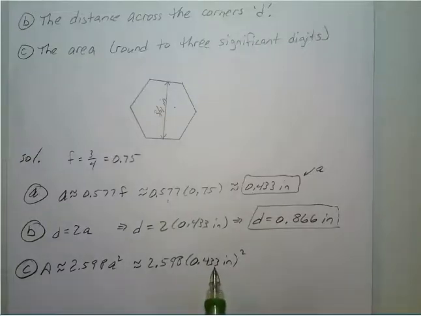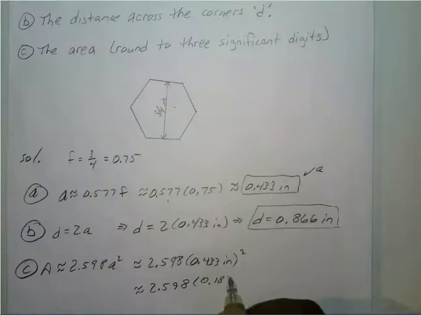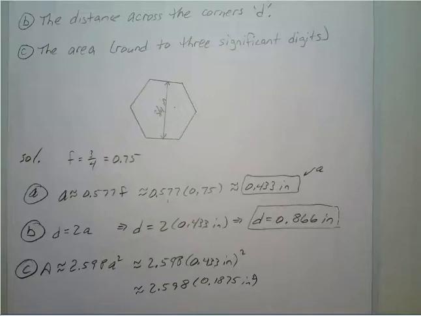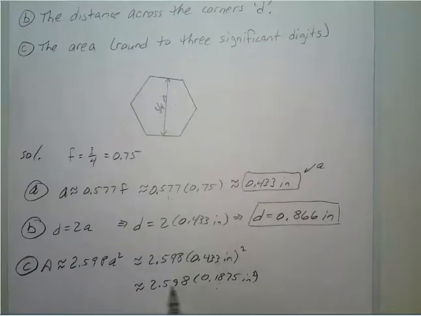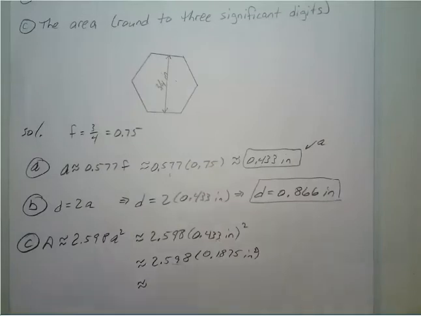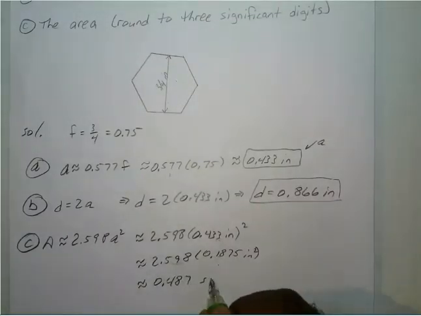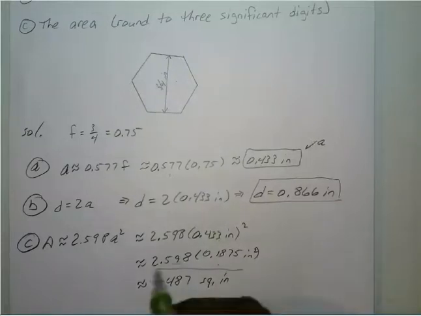Okay, so 0.433 squared will give us, so we have 2.598 times 0.1875 square inches. And that's just the 0.433 times 0.433. That's how we ended up here. Okay, so if we go ahead and multiply these two together, we have 0.487 square inches.